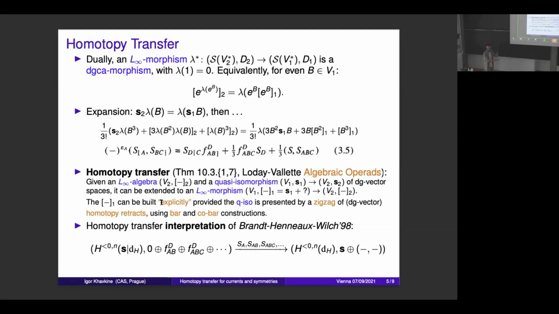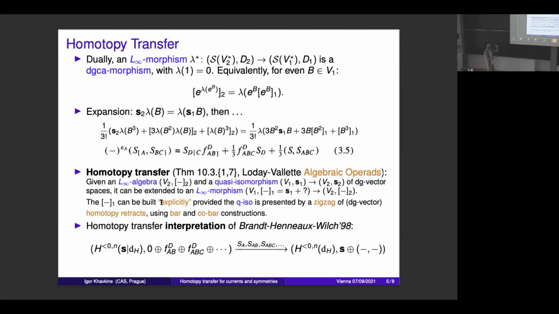So where did this come from? What's the theory underlying this? Well, it turns out that there is a general theory of so-called homotopy transfer. You can find more details and a detailed statement of this in this well-known reference. It basically says that if you have two DG vector spaces, the V1 and V2 we're talking about, they have their own differentials, and you have a quasi-isomorphism between them. It means it's a morphism that is an isomorphism on cohomology, right?